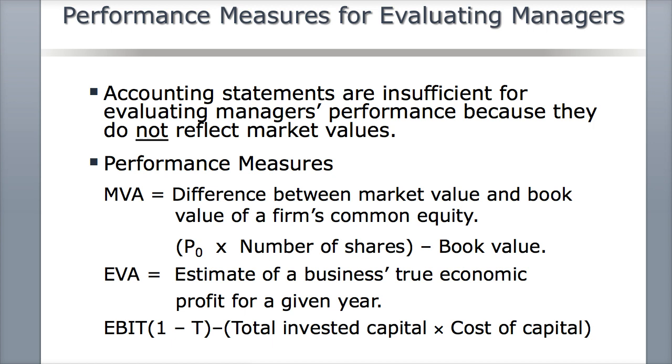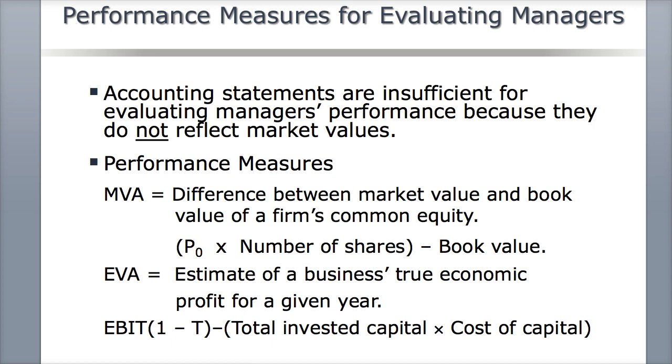So the EVA is the estimate of the business's true economic profit for a given year, and it can be very different than the accounting net income. That's why the EVA is a better measurement of what value the managers created than the net profit, because certain things can change the net profit more drastically, making it really unrepresentative of what economic power has been developed by the company.